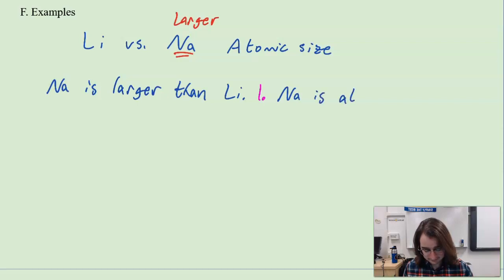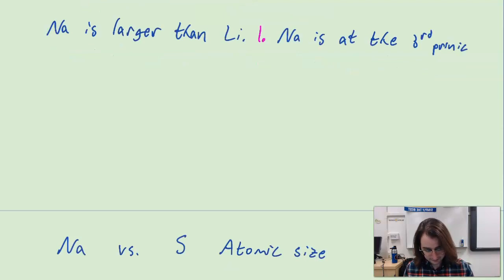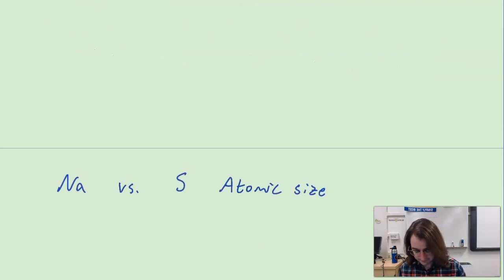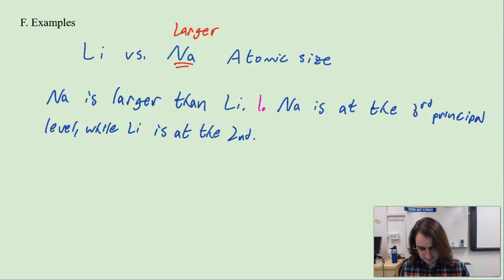is at the third principal level, while Li is at the second. So that's all we have to say. That implies that there are more layers to sodium.